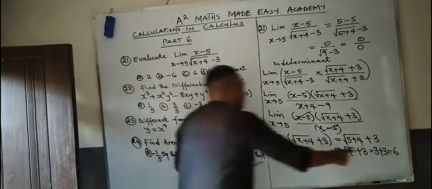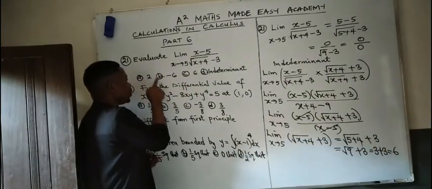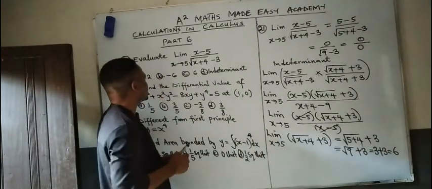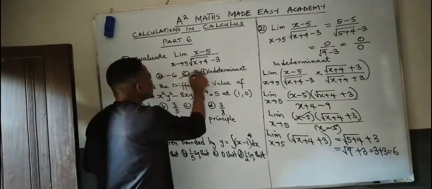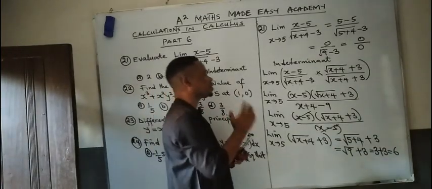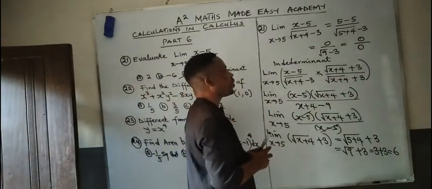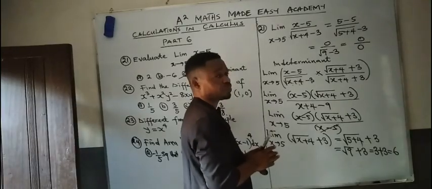Then can we now look at the options and know if there is 6? Option A says 2, no. Option B says minus 6, no. Option C says 6. Wow, the correct answer in the options is option C. Now, this is exactly how to solve this problem using the normal method. Can we now go ahead and use the shortcut? Let's see what we are going to get.